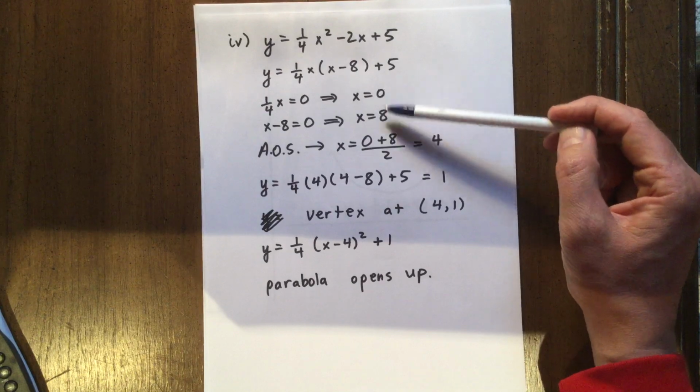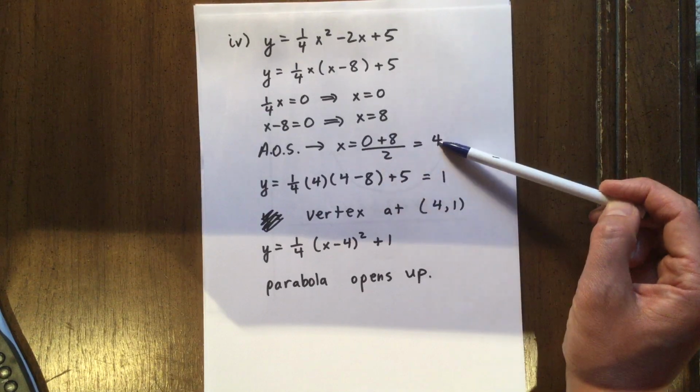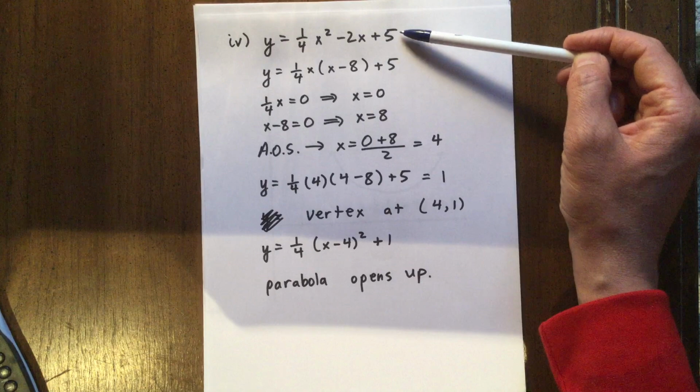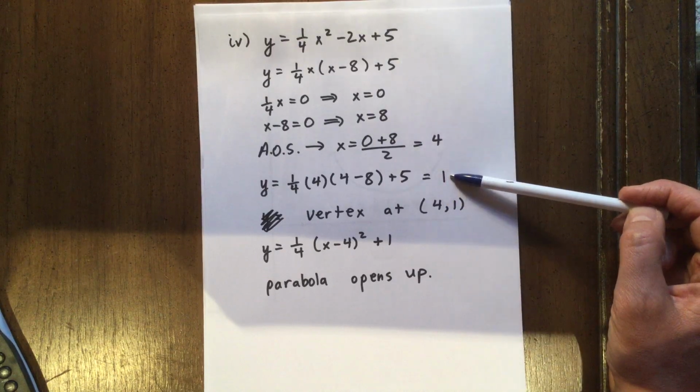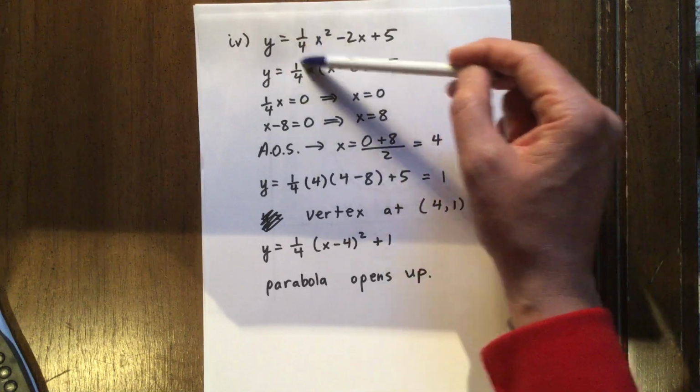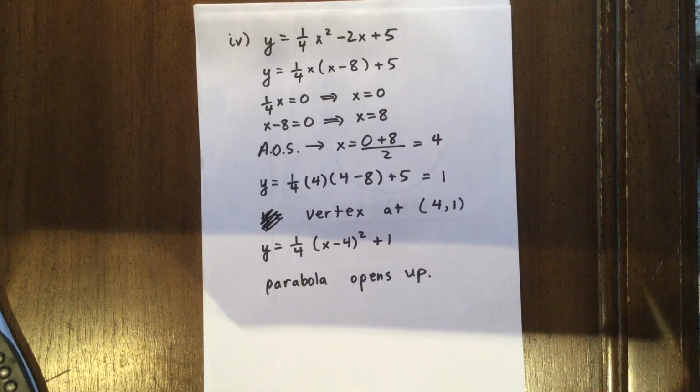Then what I can do is add these two together and divide by 2. So I know the x value of my vertex is 4. I then take a value of 4 and plug it into either here or here to determine what y equals, which is 1. My vertex is at (4, 1) with a lead coefficient of 1/4. And I put that into vertex form.